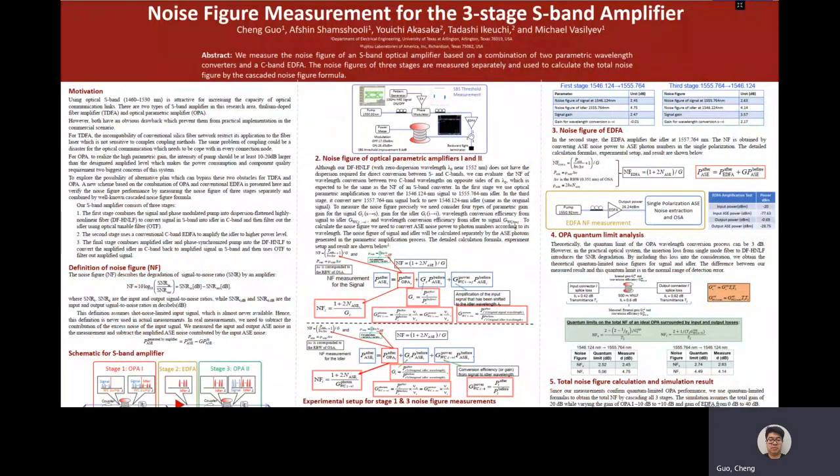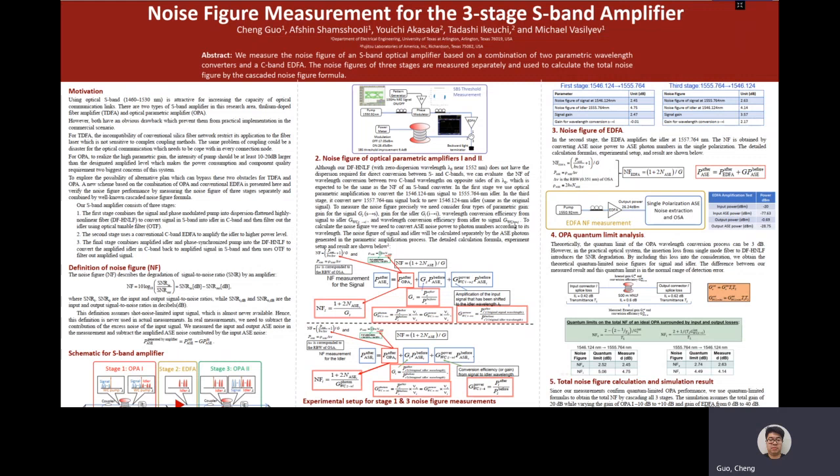And in this poster, we measured the noise figure of the S-band optical amplifier based on a combination of two parametric wavelength converters and a C-band EDFA. The noise figures of the three stages are measured separately and used to calculate the total noise figure by the cascaded noise figure formula. To understand this poster, the first thing that we need to know is the motivation.